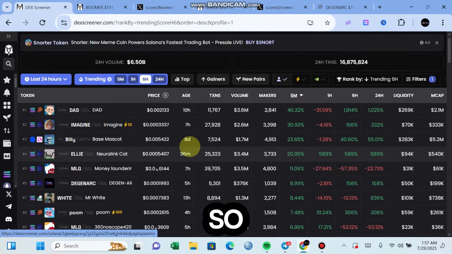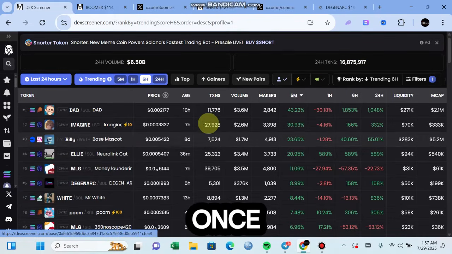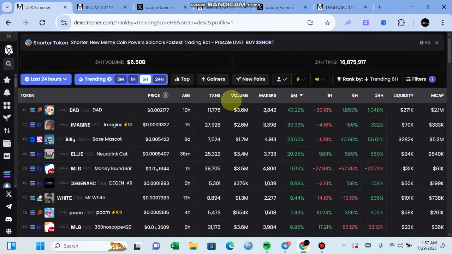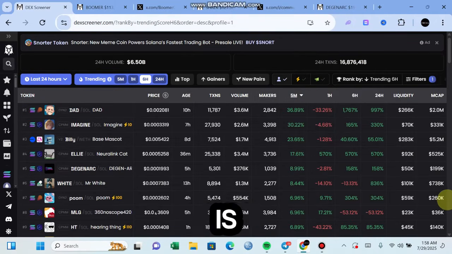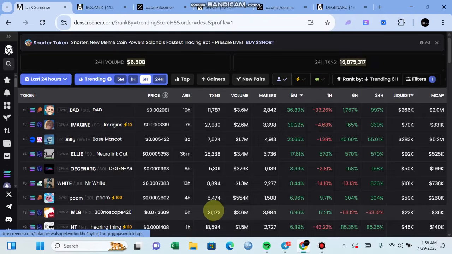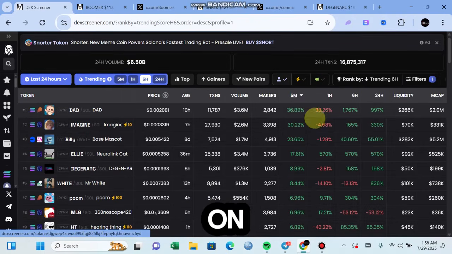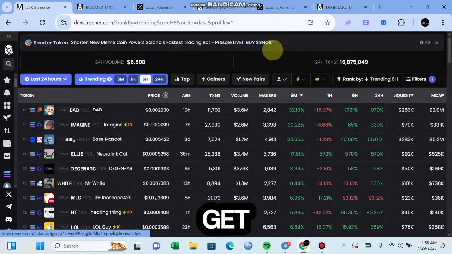So all you do is toggle this button. Also, make sure you click on this space to show coins that already have a profile. When you do it, just open any one you see on this page that has low market cap.